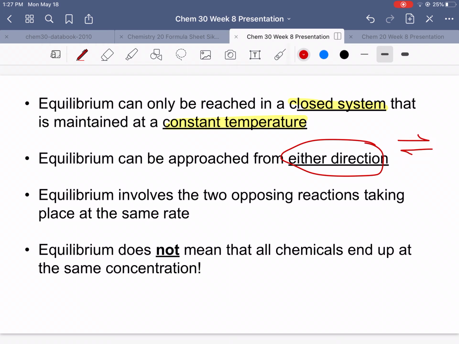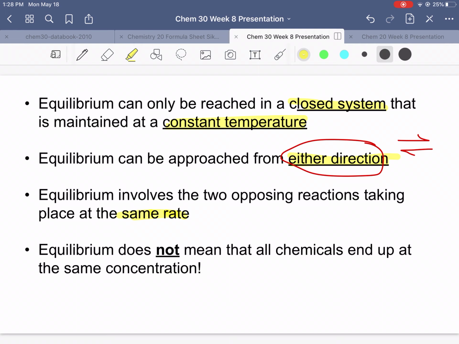That's because you have something that is going both forwards and reverse. And not just that, the forwards and the reverse reactions are both happening, but they are happening at the same rate. Very, very important. So either direction, closed system, constant temperature, same rate. Focus on those things that I'm highlighting here.